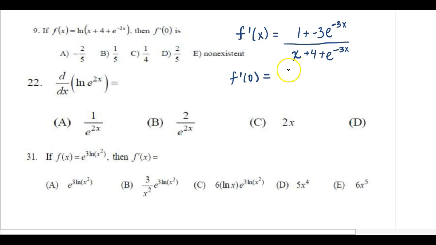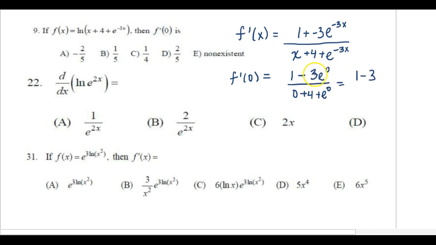So f prime of 0 is 1 minus, so I'm just plus a negative is minus, and then 3e to the 0, right? So that whole thing will become a 0. And then I have 0 plus 4 plus e to the 0, right? Because this exponent will become a 0. So I have 1 minus 3, because anything to the 0 is 1.